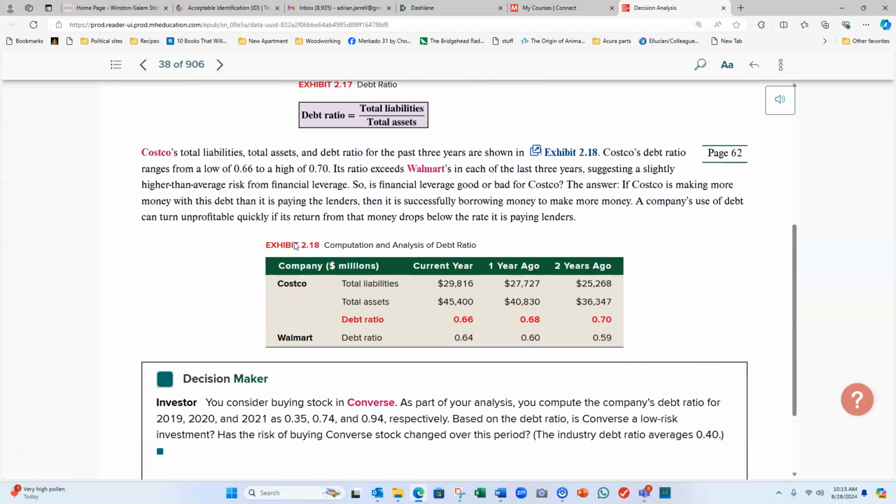Total liabilities by total assets. If you look at Costco and Walmart, total liabilities this year, total assets this year, debt ratio is 0.6. 0.68 last year, 2 years ago, 0.7. And you can compare two different accounts. Take Costco and Sam's Club or something and see what their different debt ratios are.